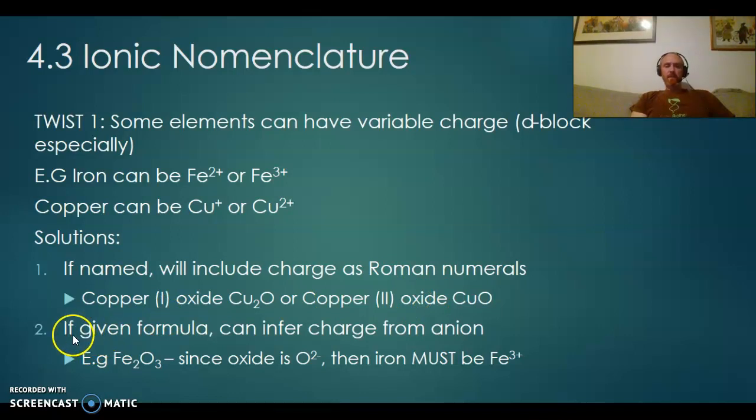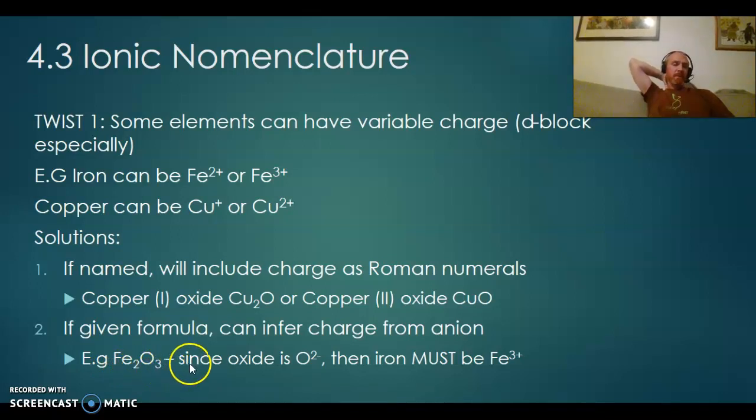Another possibility is if you're given the formula instead of the name, you can infer the charge from the anion. For example, if an ion is combining with oxygen and you're told the formula is Fe2O3, since we know that oxide is 2 negative, and that would be the swap, then it must be that the ion is 3 plus. It has to be. That's 6 negative charges from 3 oxides, so you need 6 positive charges from the ion.